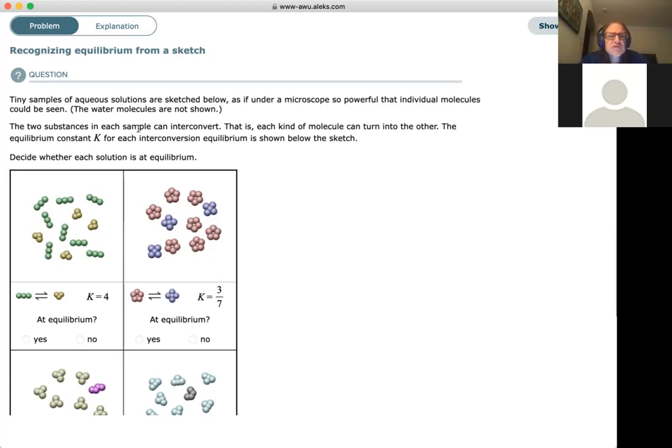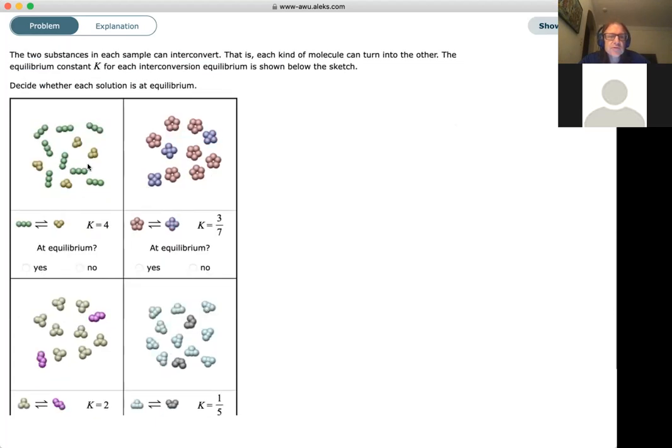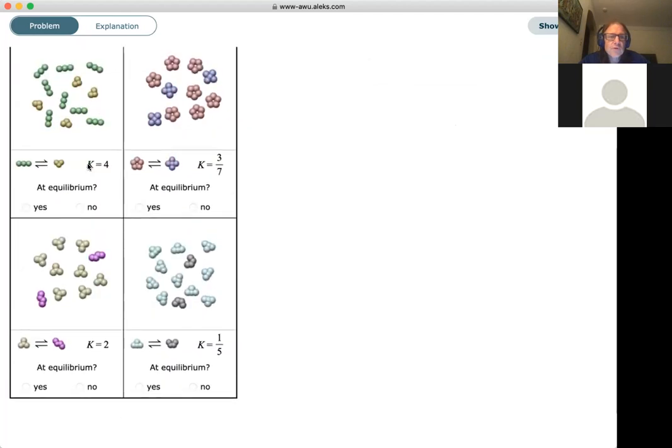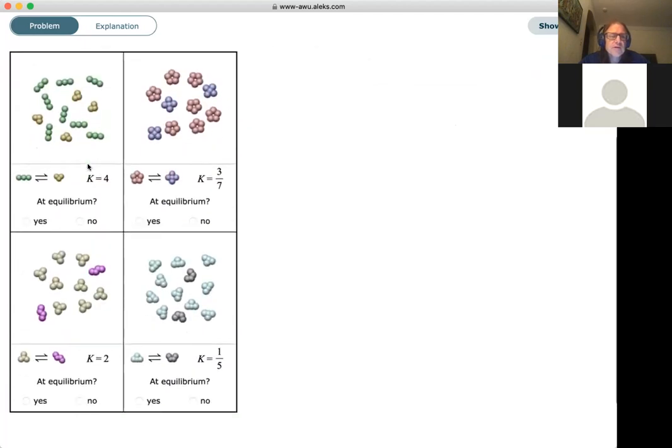Two substances in each sample can interconvert. That is, each kind of molecule can turn into the other, reversible. The equilibrium constant for the interconversion equilibrium is shown below the sketch. Decide whether each solution is at equilibrium. Okay, so it looks like there's 4 of them. Okay, so let's take a look.